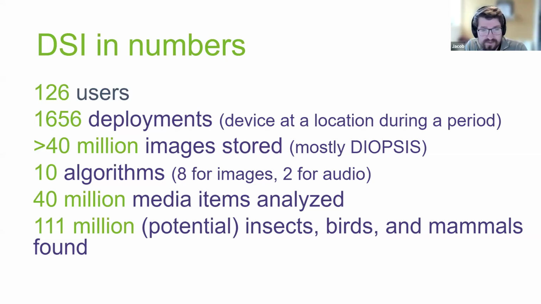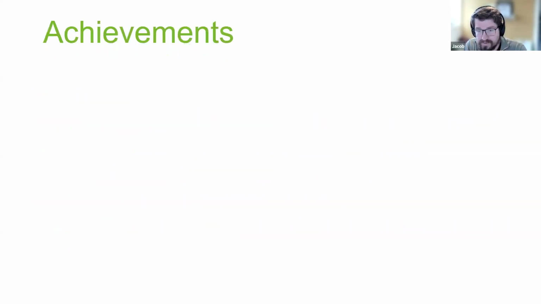We now have 8 algorithms to process images and 2 for audio, and that number is growing. We have analyzed over 40 million media items, and in those media items we found more than 100 million potential insects, birds, or mammals. And this will ramp up very quickly in the next year. So a lot is going on.